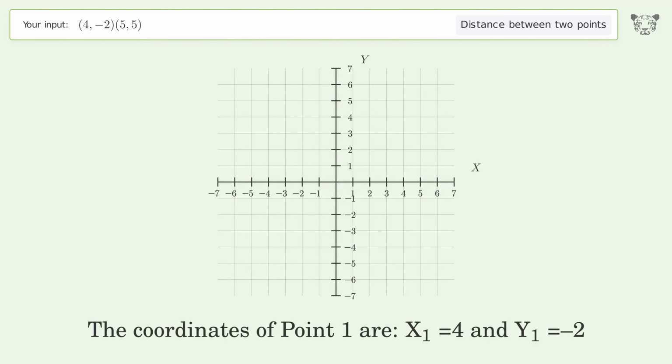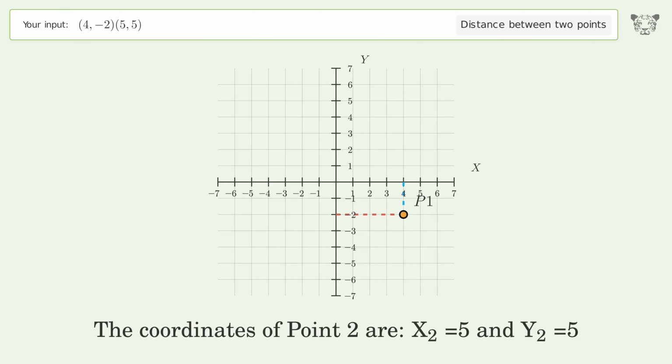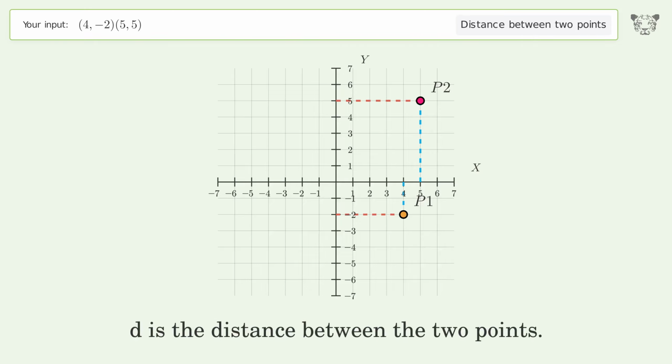The coordinates of point 1 are x1 equals 4 and y1 equals -2. The coordinates of point 2 are x2 equals 5 and y2 equals 5. D is the distance between the 2 points.